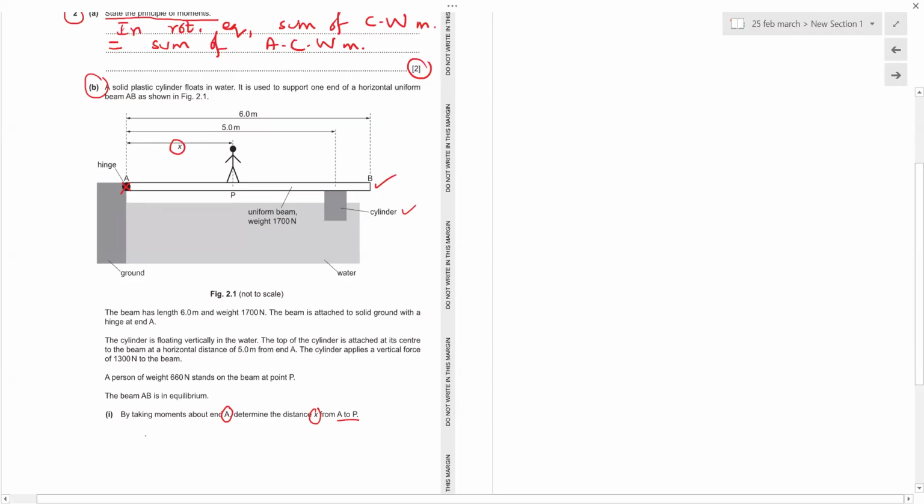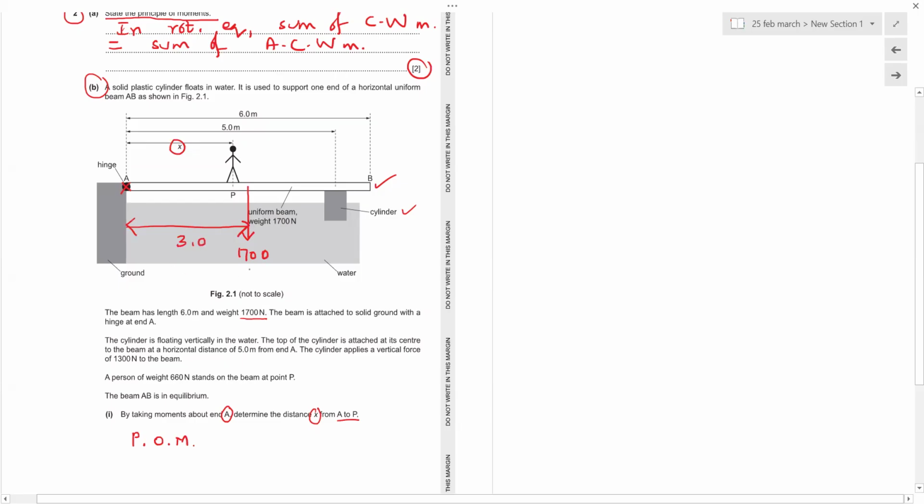So we can use the principle of moments. Let's write the principle of moments here. Let's see what forces we have. We have a beam of weight 1700 Newton, directed downwards. Since the beam is uniform and horizontal, it has its center of gravity exactly at 3 meters, because the total length is 6 meters.